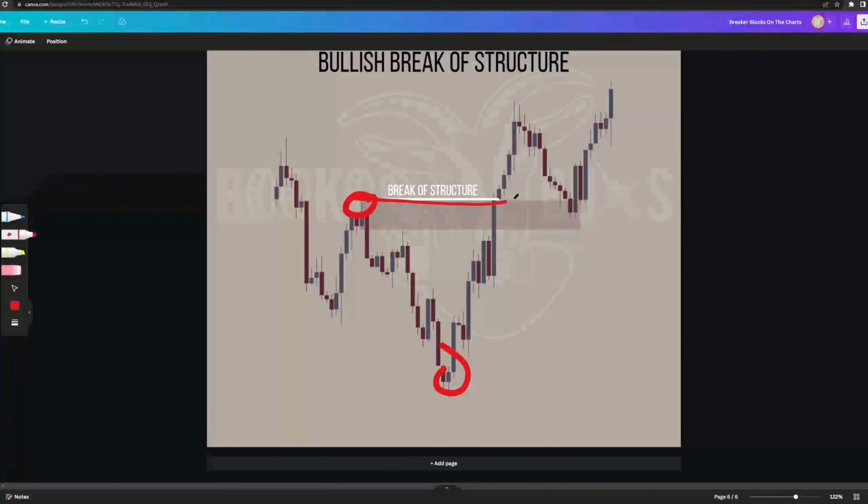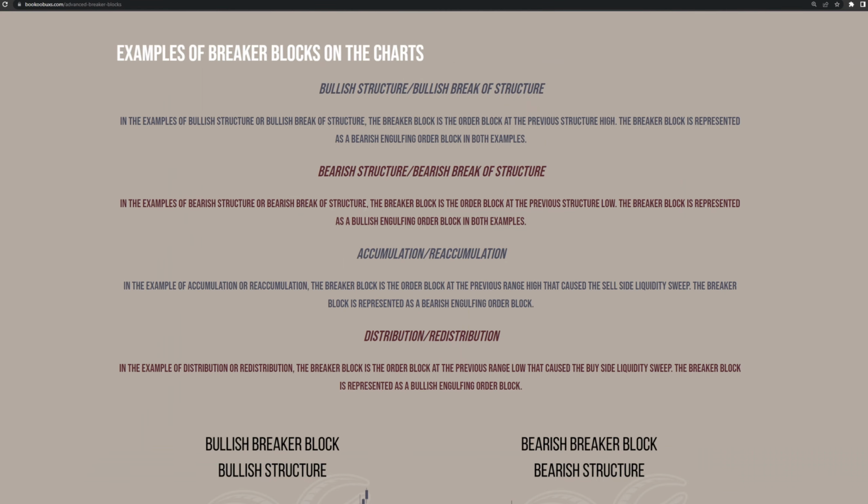You have a high to a low. Price makes a new high. Breakup structure. The breaker block comes from the previous high. Order block. Any type that you see fits. Bearish structure, bearish breakup structure.